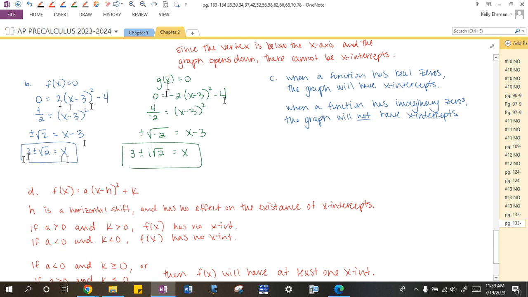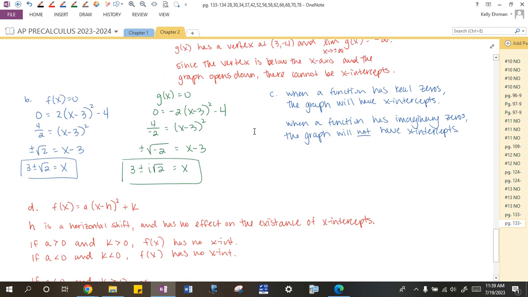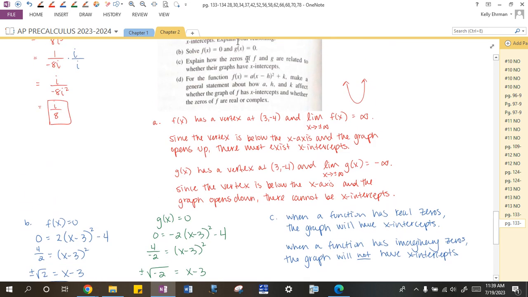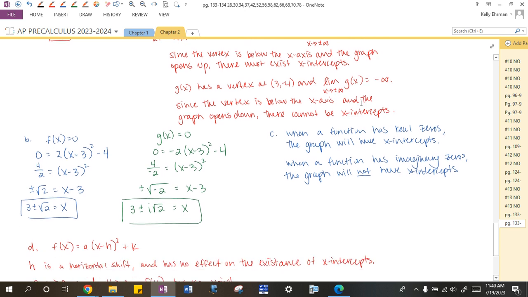Setting g of x equal to 0, I solve using the same steps, but because I'm square rooting a negative, I get plus or minus i radical 2 as part of my answer, but those are the solutions. Part C says explain how the zeros of f and g are related to whether or not the graphs have x-intercepts. So x-intercepts are where your function equals 0, graphically where the graph crosses the x-axis. So when a function has real zeros, like f, the graph will have x-intercepts. When a function has imaginary zeros, then the graph will not cross the x-axis.